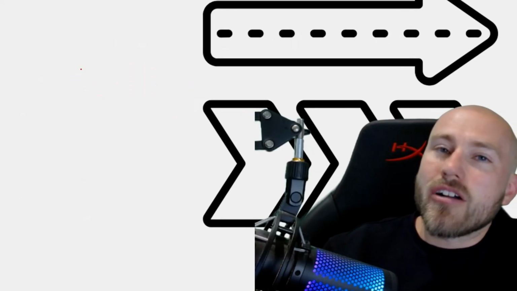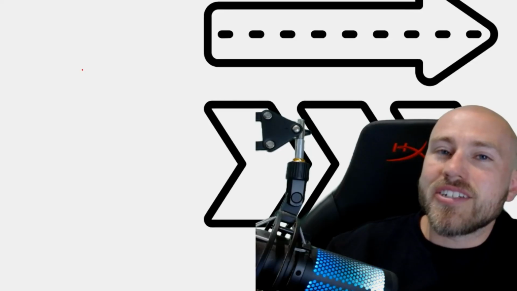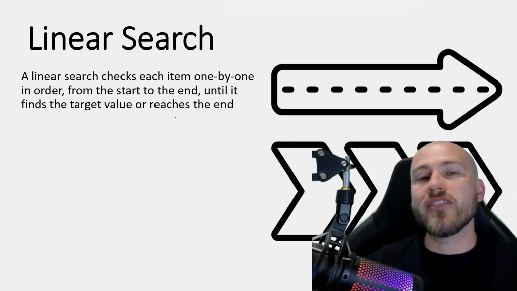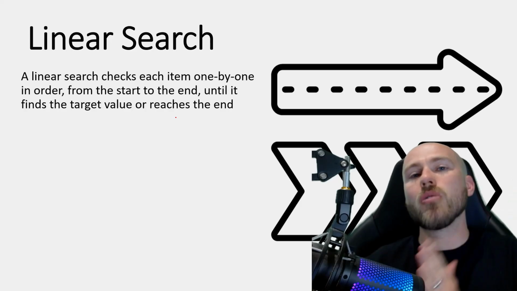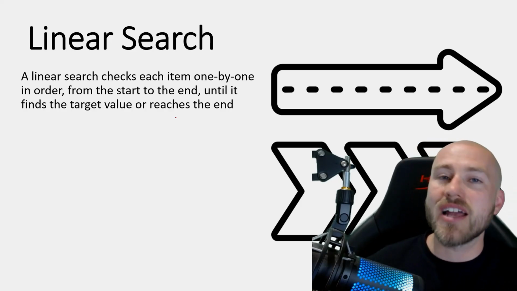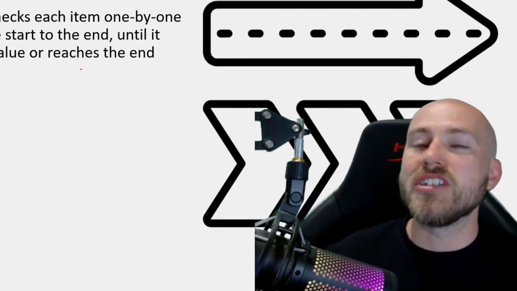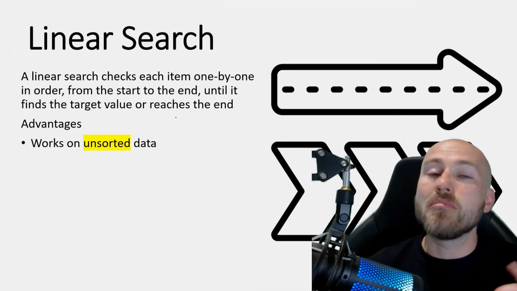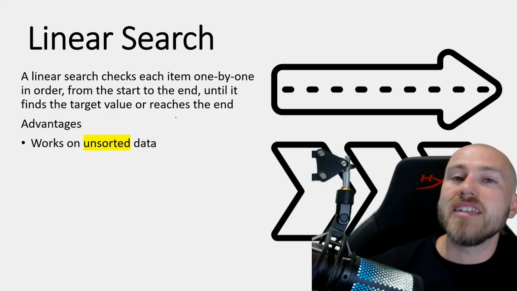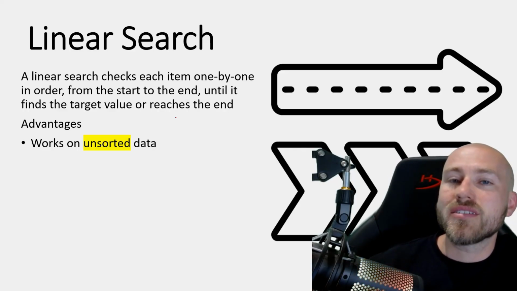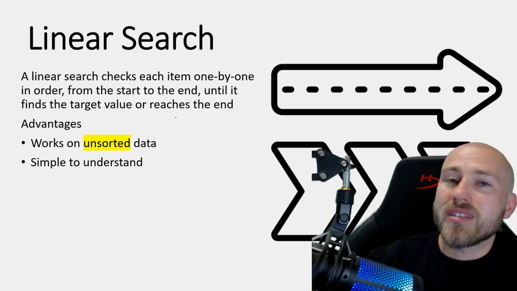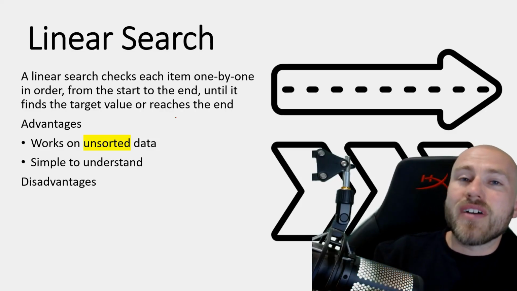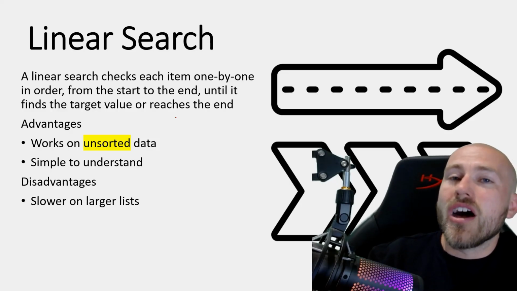The next searching algorithm that we're going to look at is a linear search. Now a linear search will start at the very first position and it will just move along one position at a time until it finds what it's looking for, or it reaches the end without finding it. Now the biggest advantage of this is that the data does not need to be sorted first, and it's much easier to program, so it's quite simple to understand. But as a disadvantage, it's much slower on larger lists.